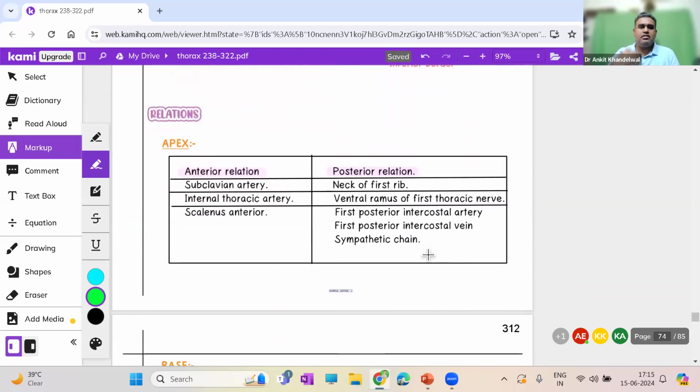The apex is related superiorly. Just remember the features that we are discussing. So what are the anterior relations of the apex of the lung? In front of the apex, you have the subclavian artery, internal thoracic artery, and scalenus anterior muscle. Behind you have the first rib. Just go through them once. If you know the location we are referring to, read the relations once or twice, they slowly fit into your mind. You don't have to cram them later on.